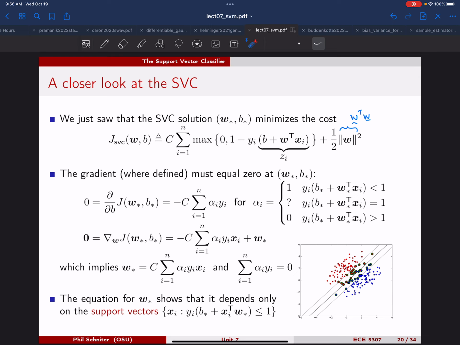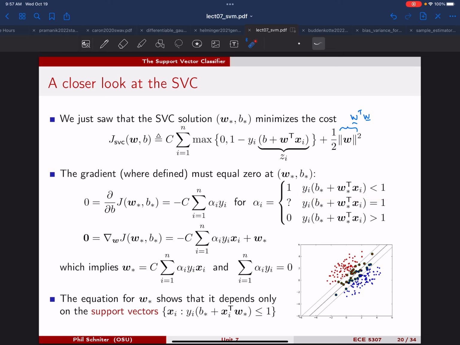Okay, now let's think about another case, which is where this term is strictly greater than 0. In that case, the maximum here will ignore the 0 and will just give you this term. So in this case, we can see that the derivative with respect to b will be C times minus y_i. Okay, and so that is where we get this. So for that particular case, we want the alpha_i to be 1. In that case, when this is greater than 0, is when this term is less than 1.